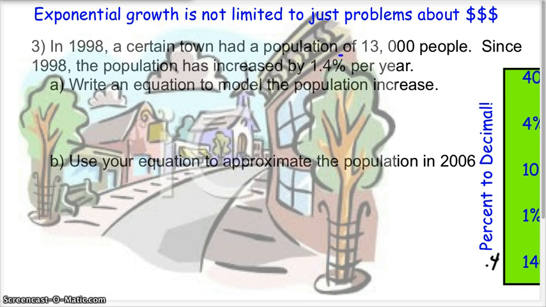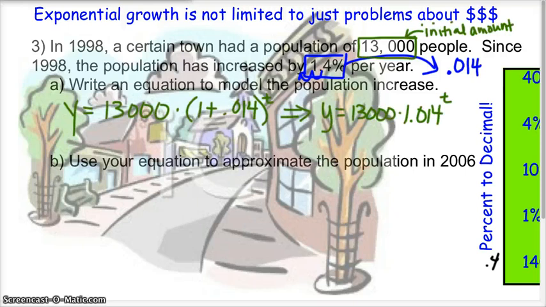We're going to take the 1.4% and make sure that we move the decimal 2 places to the left. It's going to go in as 0.014. Pause the video and try to write an equation to model this situation about population increase. My initial amount was the 13,000 people, so I put 13,000 in for A.